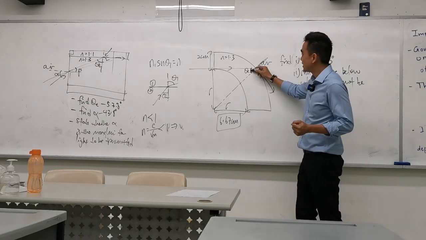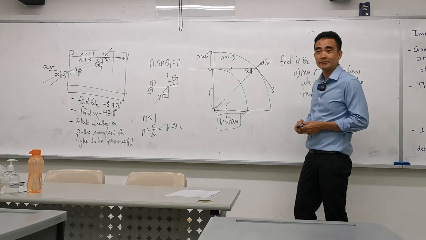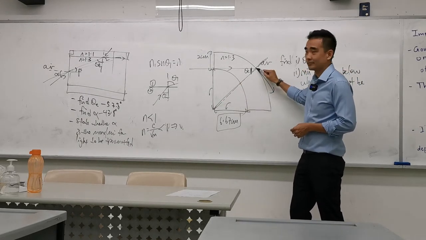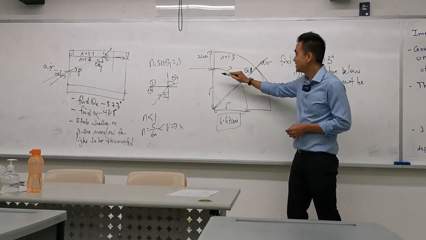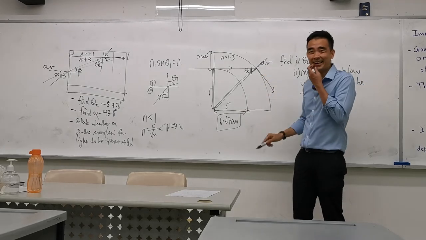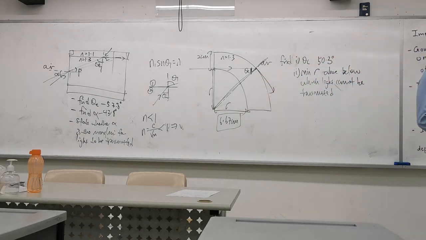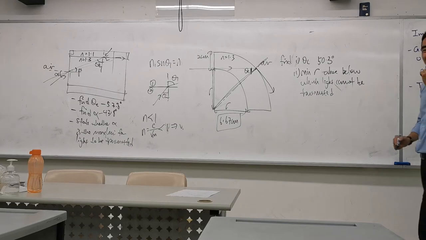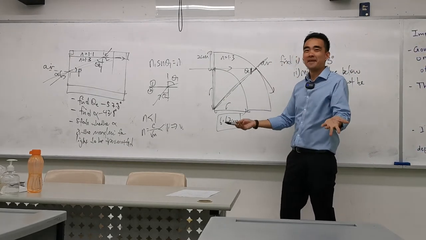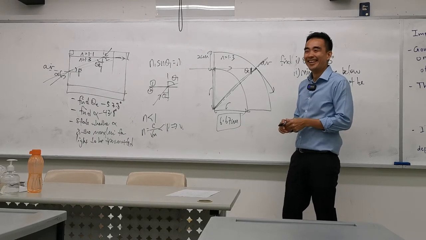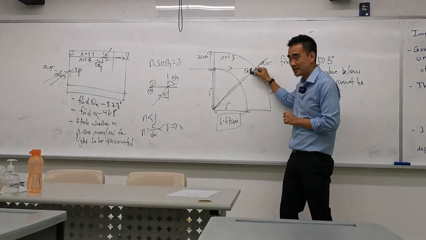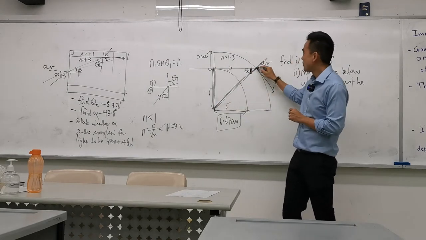Now, if I take sine of this angle, this is R, right? This is R plus 2. That's R, and then R plus 2, right? This is theta c, right? Sine theta c equals R divided by R plus 2, isn't it?